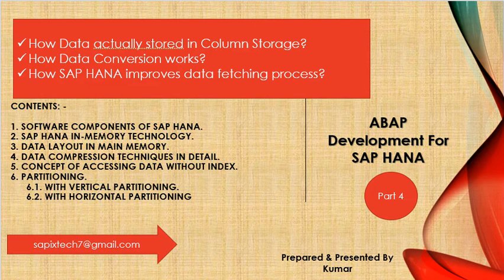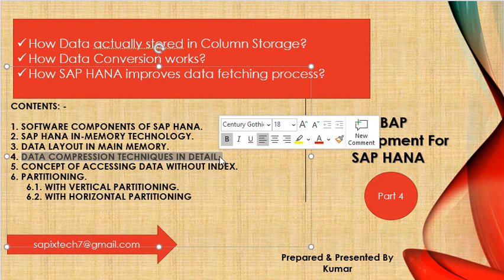So, in the last session, I was discussing how data is actually stored in column storage, how conversion works, and how SAP HANA improves the data fetching process. Today, I'll discuss data compression techniques. What are the data compression techniques we have? Because of them, HANA achieves performance. So, today I'll discuss in detail.